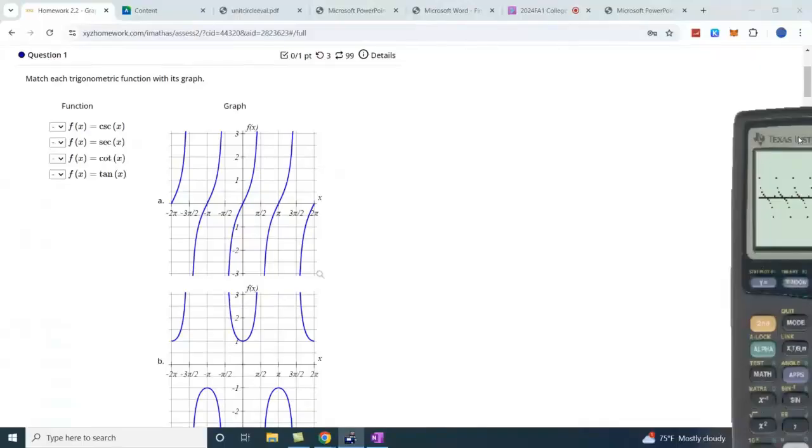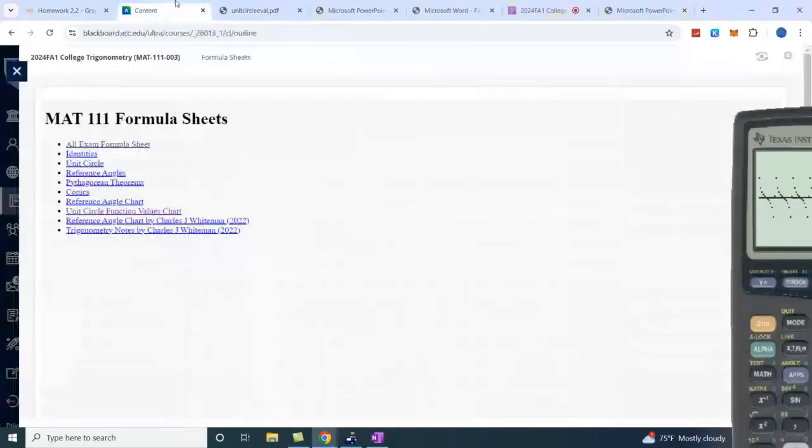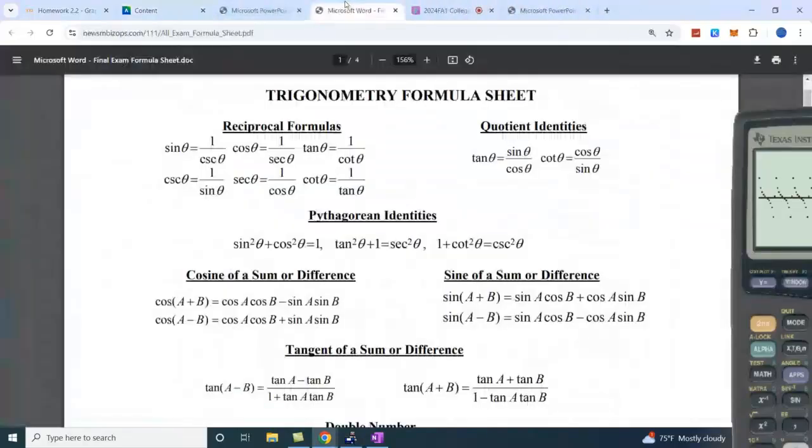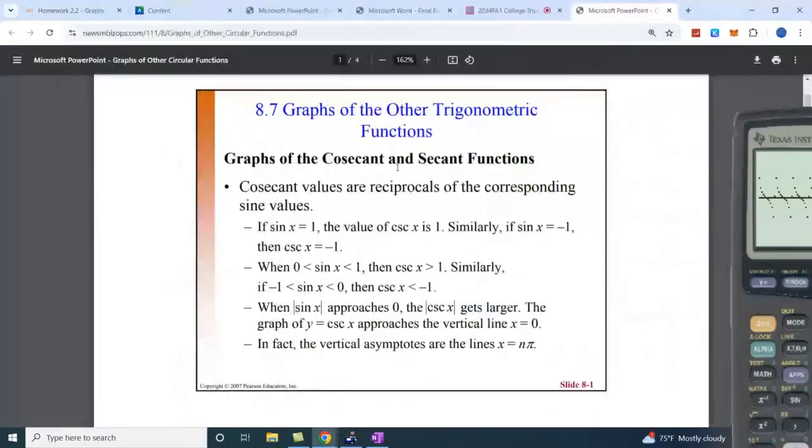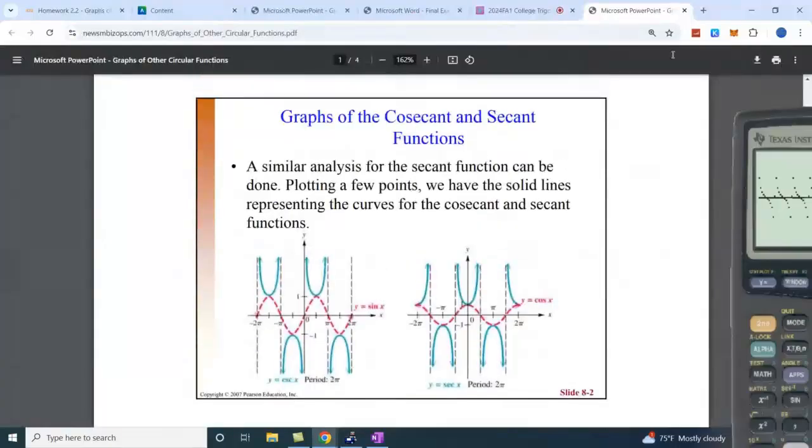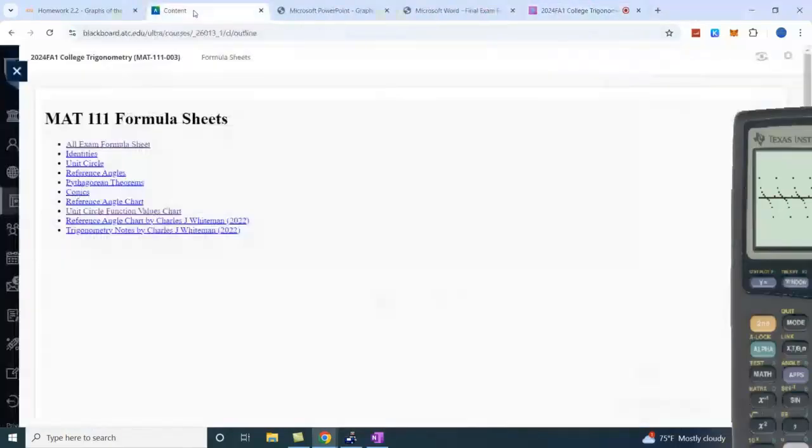Now the very first problem, I'm going to pull up the, where is it? Okay, I'm just going to pull up this.